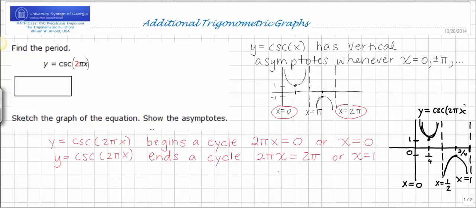But as I'd said before, if you can find where your graph begins and where your graph ends, the distance between where you begin and end is your period. So the period here is the absolute value of 1 minus 0, or 1 unit. So that's your period, and then we would look at a selection of graphs, pick out the one that has the correct asymptotes and the correct turning points, and you usually will be able to do that in comparison to the other choices.